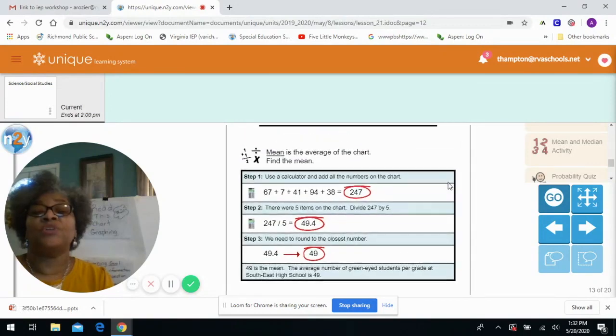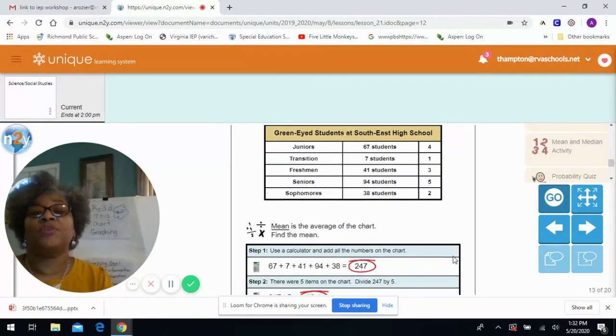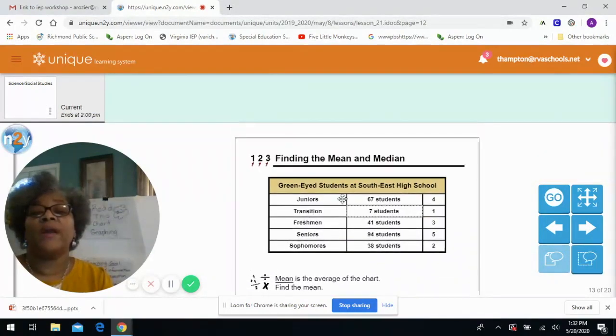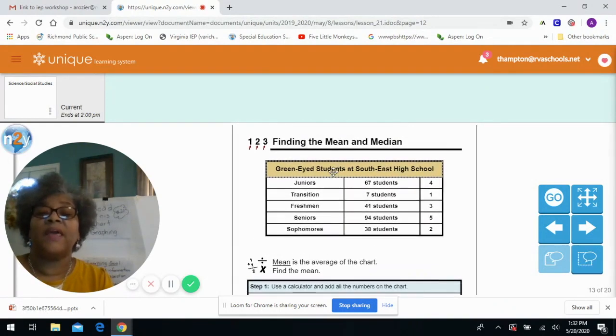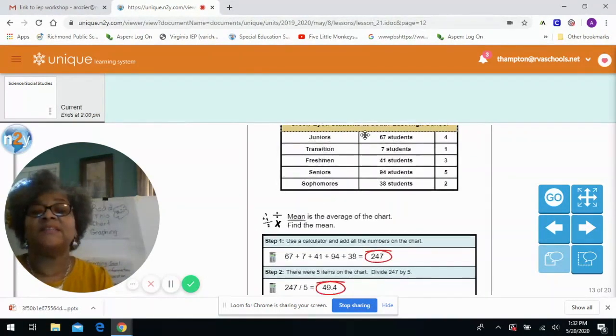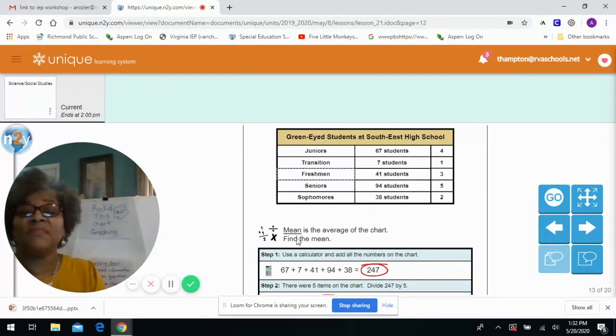All right, so when we're doing the mean, median, and we're doing the average, okay, so we have gray eye. It says finding the mean and median. All righty, so we have green eye students at Southeast High School. Now the mean is the average and the median is the middle. All right, now look at these numbers. They have it down here.